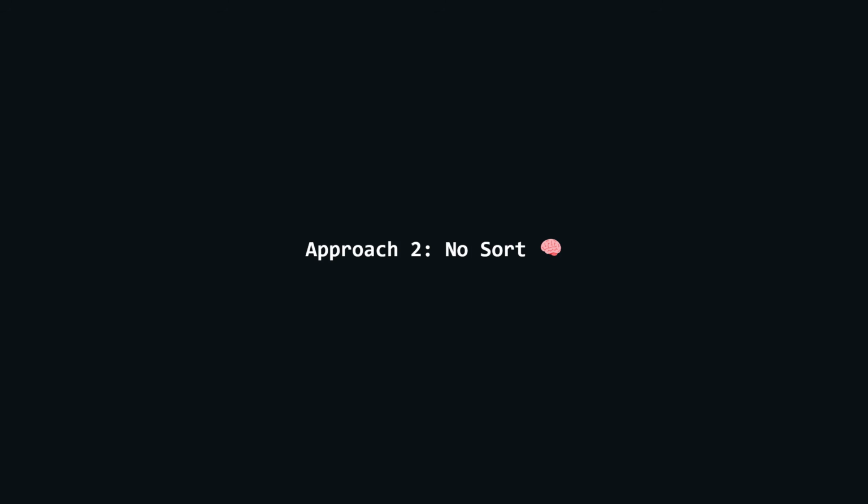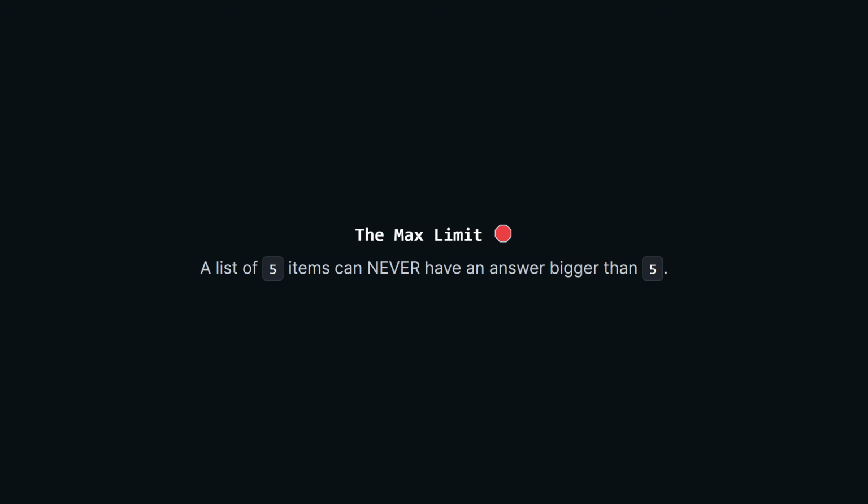Okay, let's look at the second approach. This one doesn't require sorting at all. Think about it this way. If you have a list of 5 items, and you have to start at 1 and can only go up by 1 at most, the absolute biggest final number you could ever reach is 5.